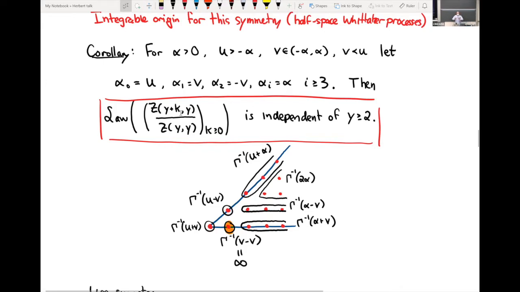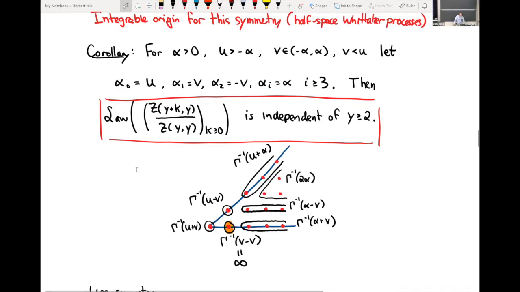So in other words, I go up to height 2, and I look at z_{2,2} divided by z_{2,2}. Well, that's easy. That's just 1. I look at z_{3,2} divided by z_{2,2}, z_{4,2} divided by z_{2,2}, and so on and so forth. That's a bunch of random variables. The distribution of that is the same as if y had been 17, not 2. And that's the claim.